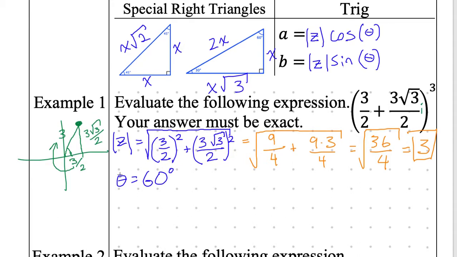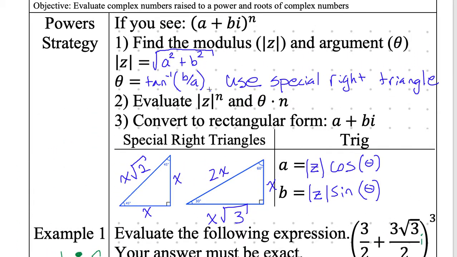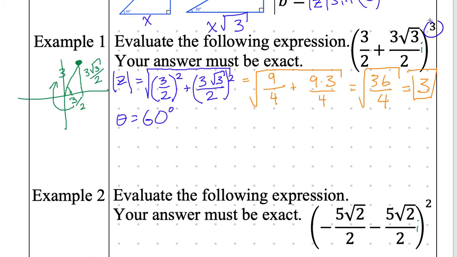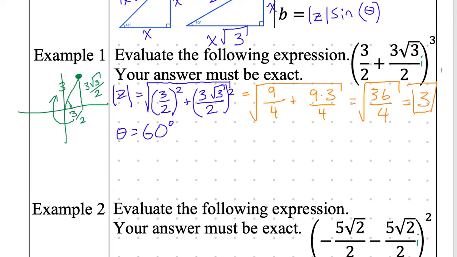Now I need to use my idea here of calculating. I'm doing a power for the modulus, and I'm multiplying by n, in this case by 3, for the argument. So, what is our new complex number? We can write it out finally like this. Our complex number in polar form is going to be 3 to the power of 3. What is 3 to the power of 3? 27 times cosine of, well, what is this angle in here? Theta times 3, what is that?